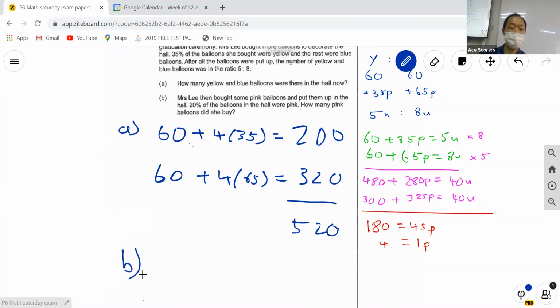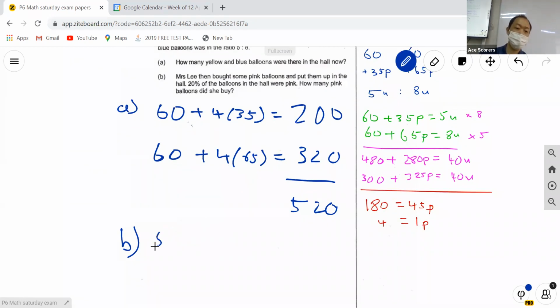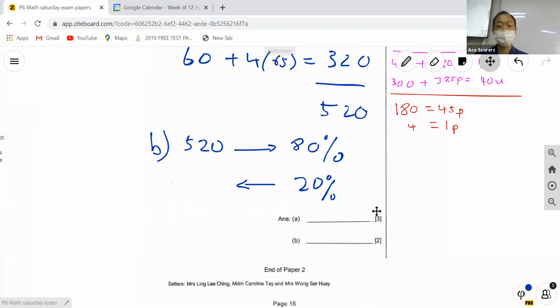B. So Mrs. Lee then bought some paint and put them out in the hall. 20% were paint. How many paint? Okay, so now we have 520, right? 520 is 80%. So the second part is easy. I want to find 20%. How do we do that? Yeah, quickly divide by 4. So 130. That is the answer for B.